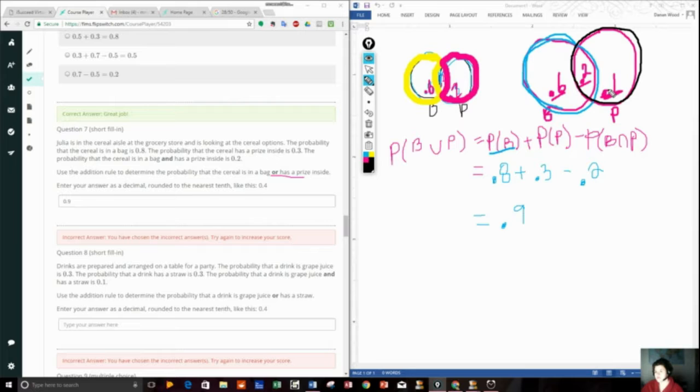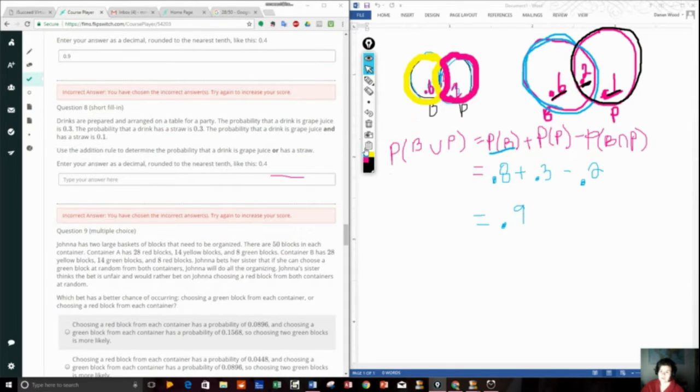Whereas if you're visually looking at it, you have a 0.6 just in the bag, 0.2 of bag and the prize, and a 0.1 of just the prize. So total, either of those is going to add up to 0.9. So that's just another way to think about it.